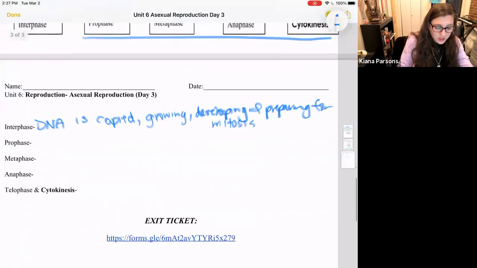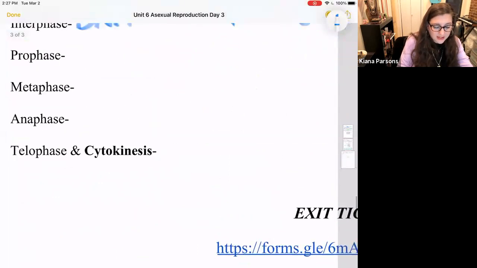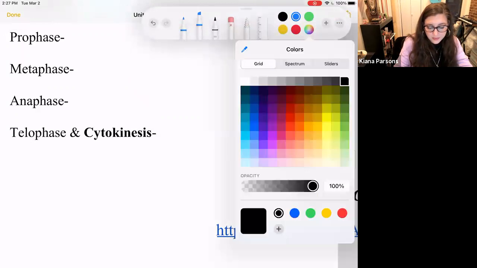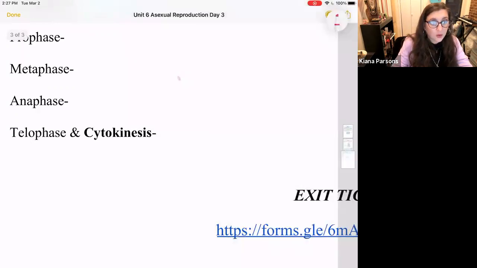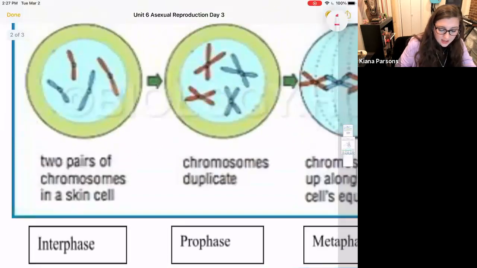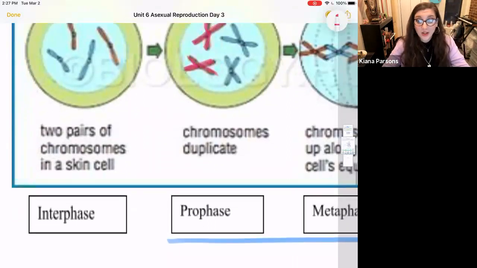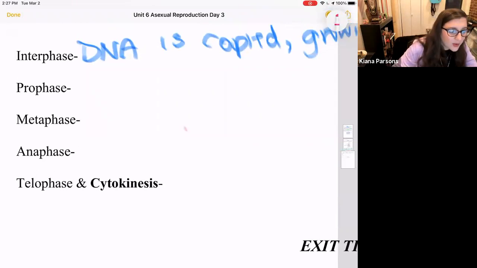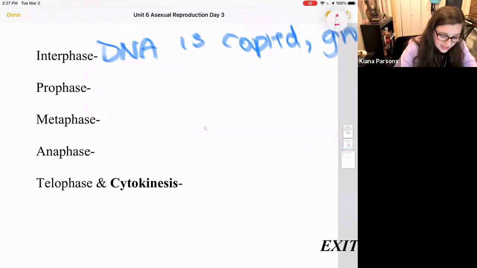Then we have prophase, which is traditionally the first phase of mitosis. Prophase is when the duplicated chromosomes condense, and you can see that here. Those chromosomes would be visible under a microscope, and we'll take a look at what some of those chromosomes actually look like under a microscope during class, which is pretty fun. But prophase is when the duplicated chromosomes condense and the nuclear envelope dissolves.